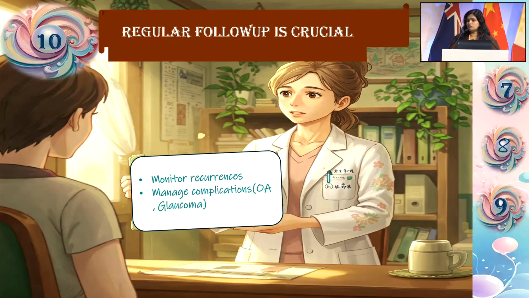This is mainly to monitor the recurrences with the FFA and ICG and to manage the complications related to the steroids or because of the immunosuppressants. So these are the 10 pearls. I will be summarizing it.